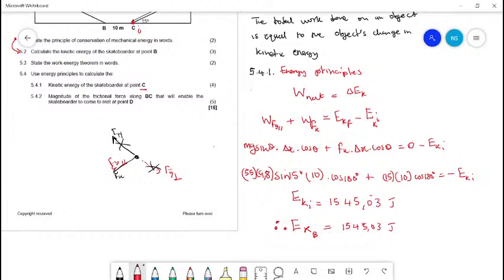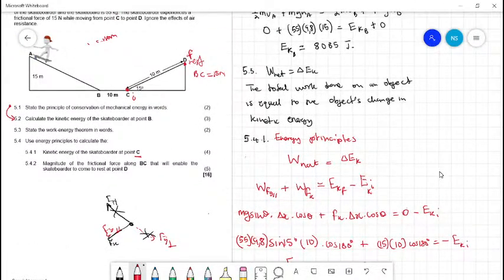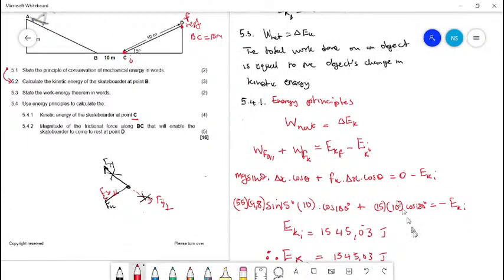So you saw that we used the path CD to calculate the kinetic energy at B, and if you use path CD, the kinetic energy at what am I doing? At point C. Okay, yeah. Oh, sorry. It's not the kinetic energy at B, it's the kinetic energy at point C. Because as you can see from the diagram, the initial point here is point C. Sorry about that.